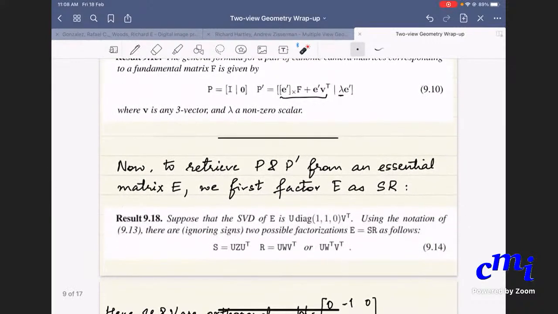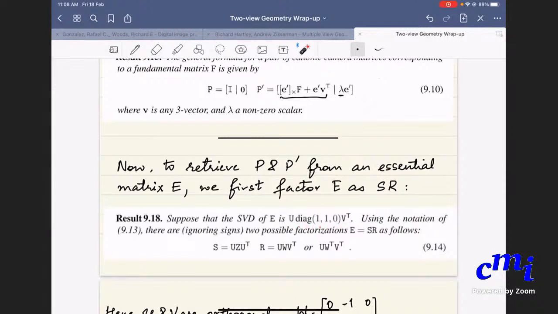First, notice that suppose the SVD of E is given by U times this diagonal matrix. We know that the singular values are two equal and the third one is 0. When they are equal, you can always pull out the requisite scalar and make it in this form. So you can take the SVD of E to be of this form.